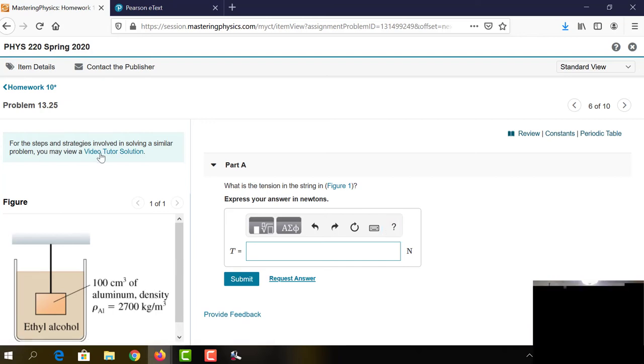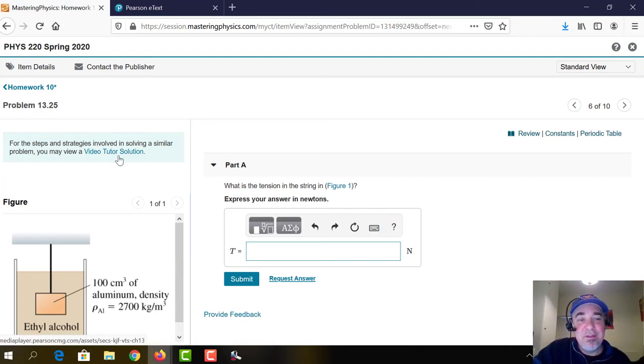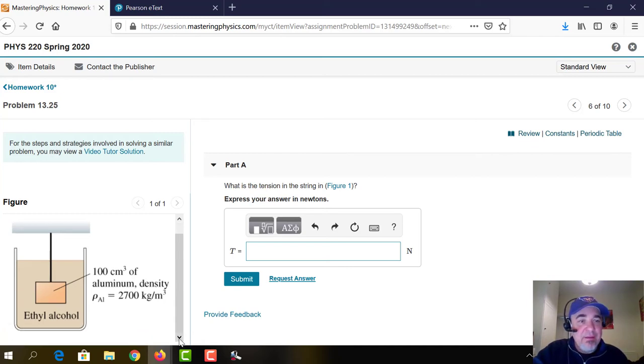Okay, so this one actually has a video tutor solution. You can take a look at that. The author of the book can help you out. Remember, you can hit review here and go right to the exact section of the book that pertains to this sort of problem. So here we have a block of aluminum. Density of aluminum is given. The volume of the aluminum is given. Completely submerged in ethyl alcohol. And then we want to know what is the tension in the string.